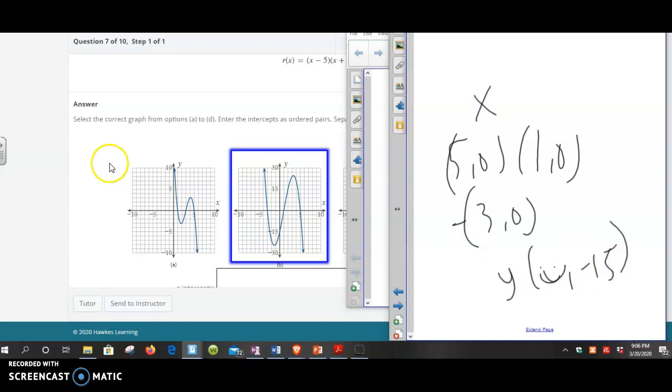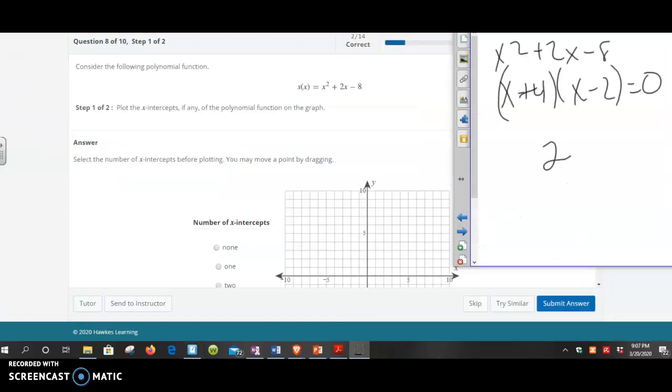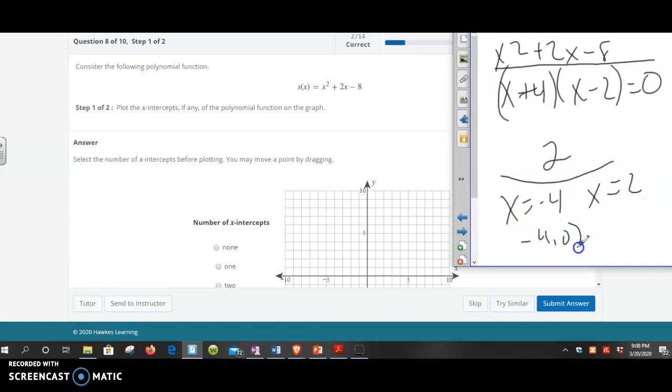Okay, stop there on that one. So number 8 asks us to determine the number of x-intercepts that are there and then plot them. Well, again, what that means is it's the values of x that make the equation equal to 0. So we try to factor if we can. That's x plus 4, x minus 2. So we have 2 intercepts, and they're going to be x equals negative 4 and x equals 2. So it's going to be negative 4, 0 and 2, 0. And those are the points you plot right there.